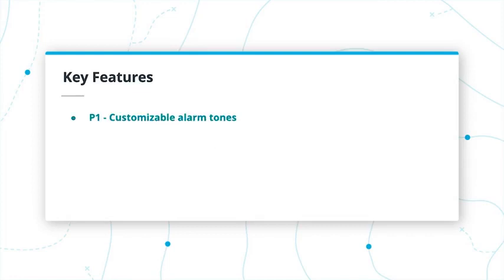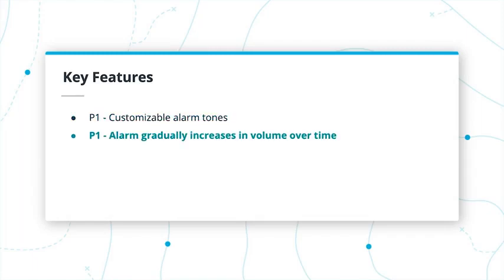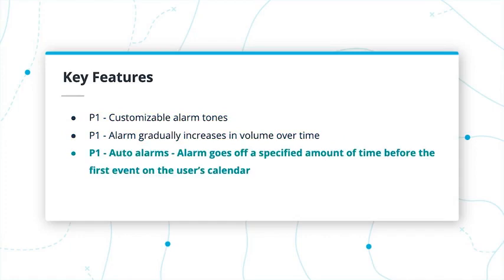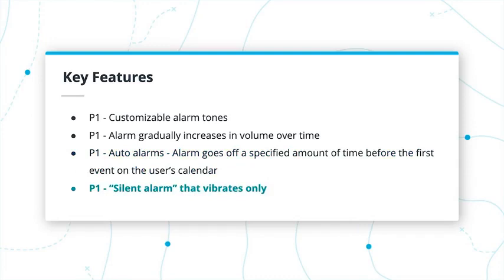There's also a few more features that I think would be good to have, such as a customizable alarm tone, an alarm that gradually increases in volume over time, and the ability to automatically create alarms a specified amount of time before the first event on a user's calendar, and the ability to have a silent alarm that vibrates only. These P1 features add value and enhance the experience of the alarm. Potentially auto alarms is something that could be a P0 if we believe that it would be a strong differentiator of our alarm clock app when compared to others and would provide significant value to users. This is something that we'd want to test and explore more.